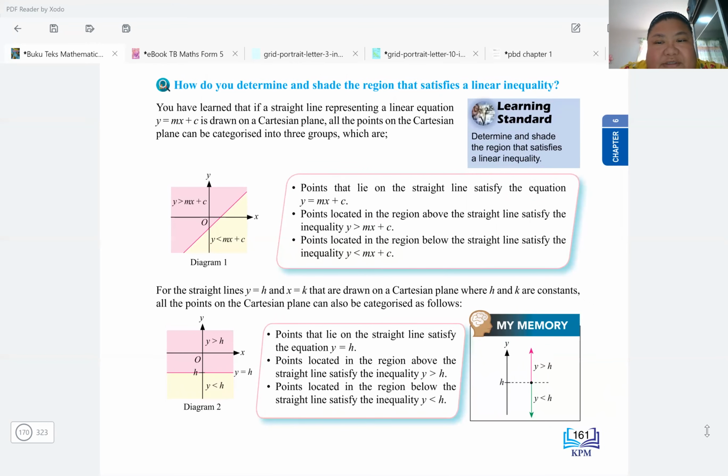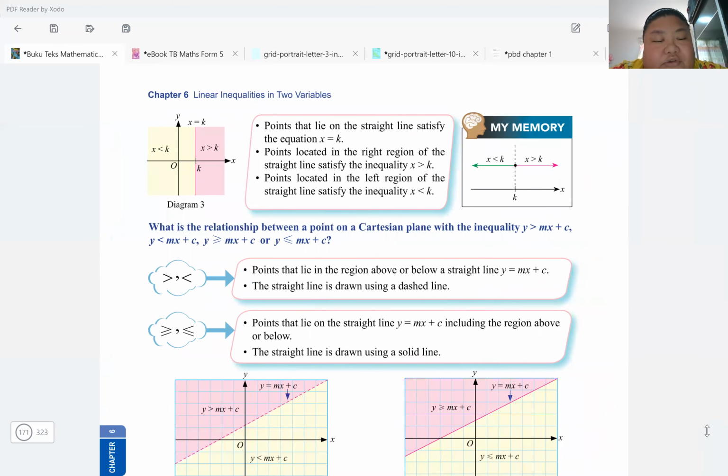Let me see first. If you see this one, this part is greater than mx plus c. This one is less than mx plus c. Look at the pink one: if we have y equal to h, the yellow region is y less than h, and the pink one is y greater than h.